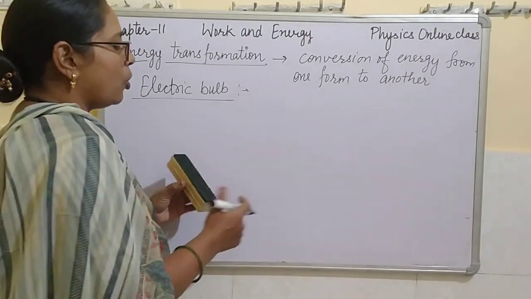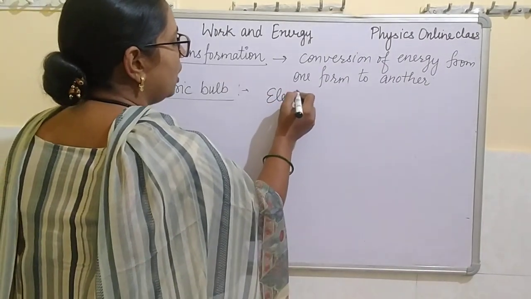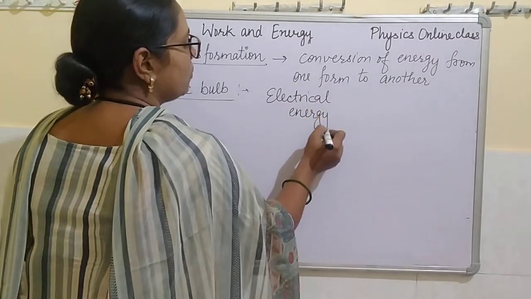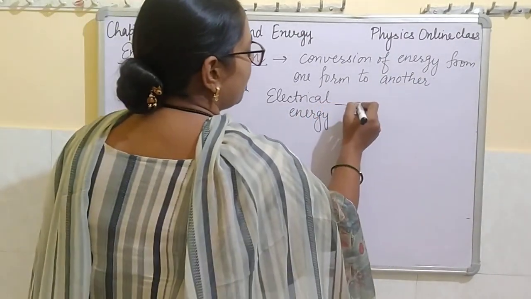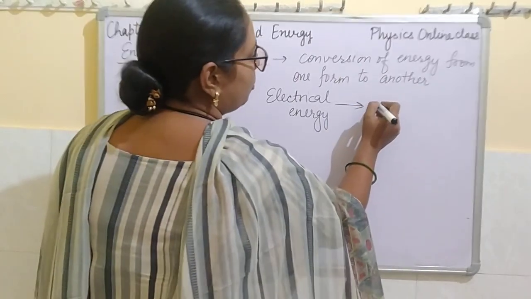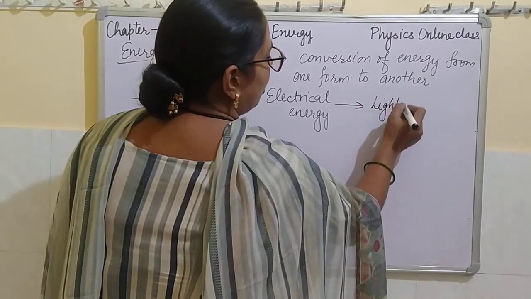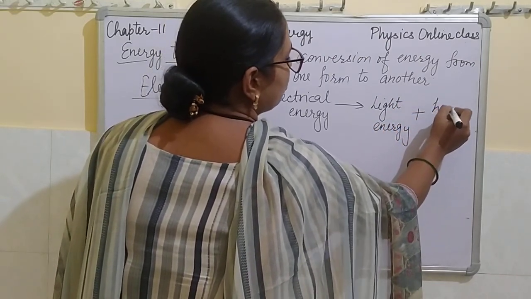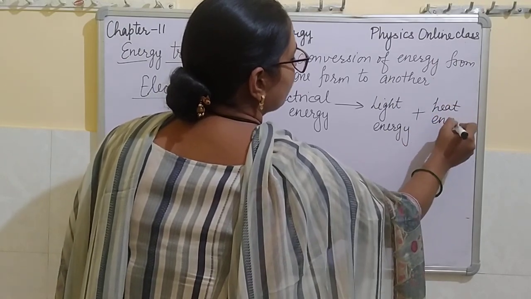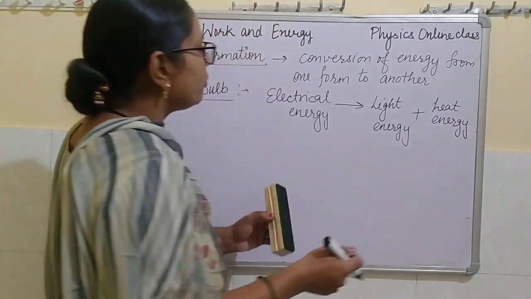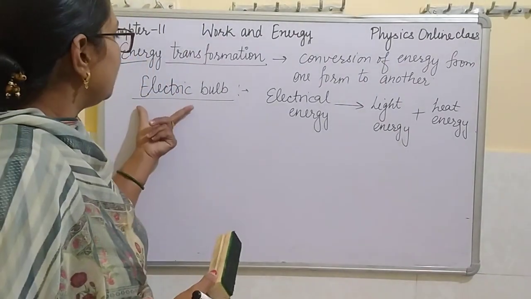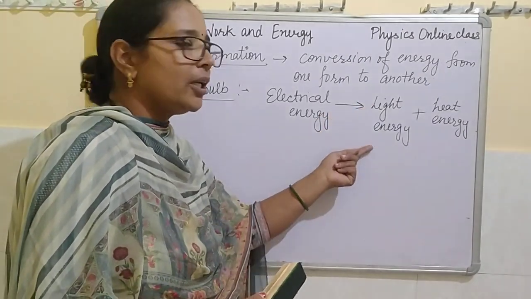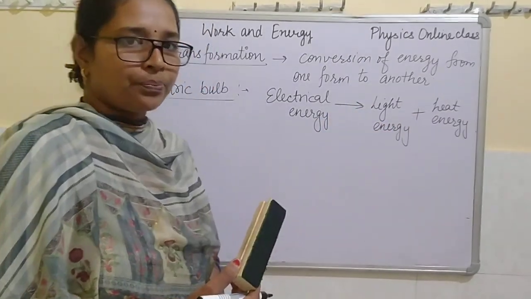एक इलेक्ट्रिक बल्ब ऑपरेट होता है इलेक्ट्रिसिटी से. दैट मीन्स इट हैव इलेक्ट्रिकल एनर्जी. और उसकी वजह से क्या होता था? दैट बल्ब विल स्टार्ट ग्लोइंग. इट विल प्रोड्यूस लाइट एनर्जी. और उसके साथ साथ आपका बल्ब गर्म भी होता है. सो इट विल प्रोड्यूस सम हीट एनर्जी ऑल्सो. सो दिस इज द एग्जाम्पल ऑफ एनर्जी ट्रांसफॉर्मेशन. दैट इन एन इलेक्ट्रिक बल्ब electrical energy is converted into light energy and heat energy.